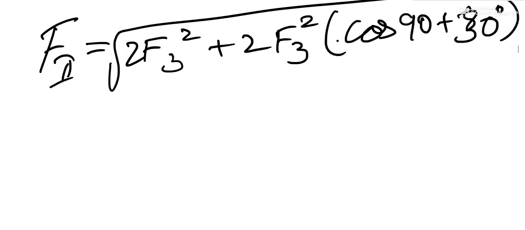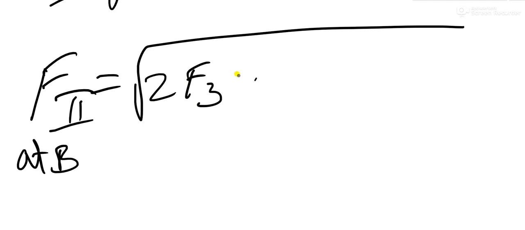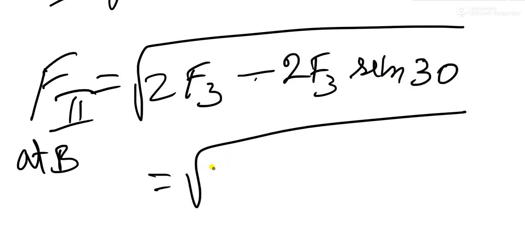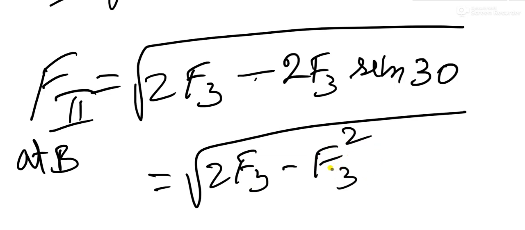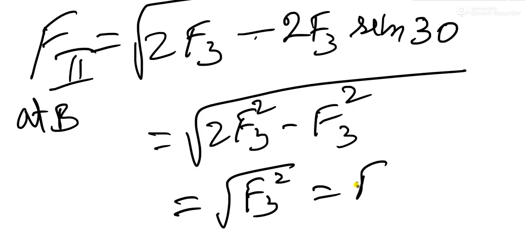Okay. So, now we got F number 2, the second force, it is going to be at the point of B. 2 times F3 minus 2 times F3 sin 30, sin 30 is going to be 1 by 2. So, we will get root of 2 F3 minus F3, we will get F3 square, the answer as the square root of F3 whole square. Okay. We will get F3 as the answer.